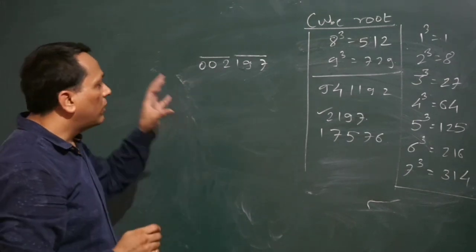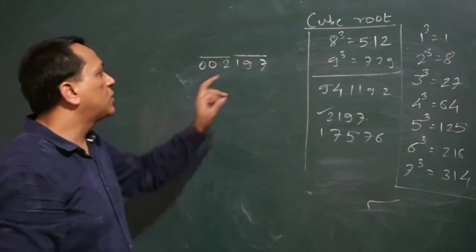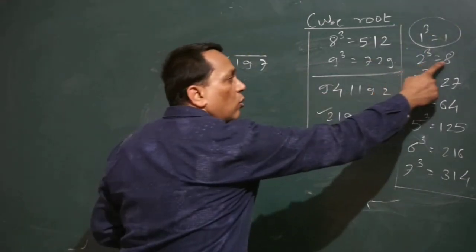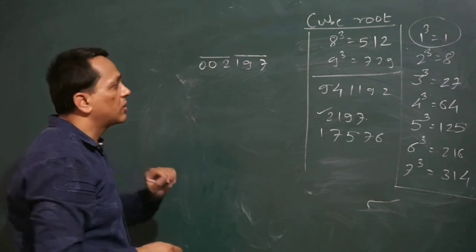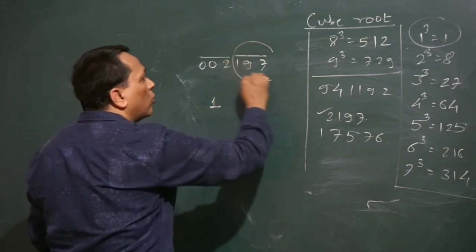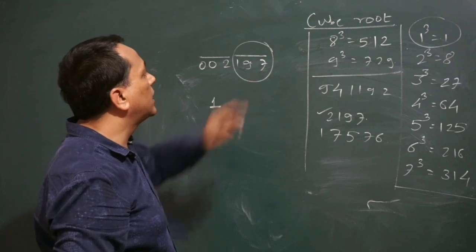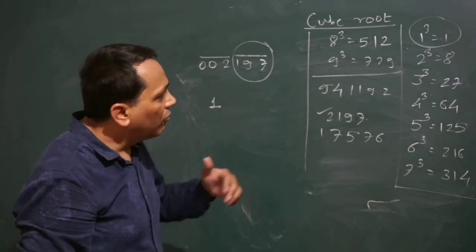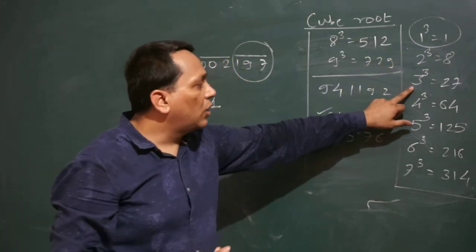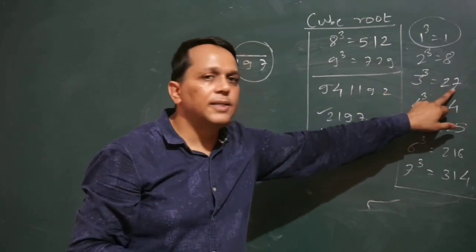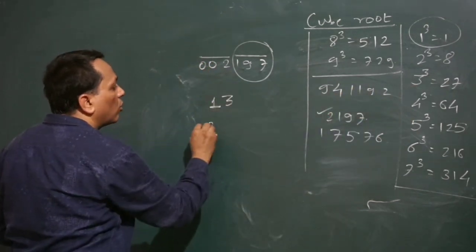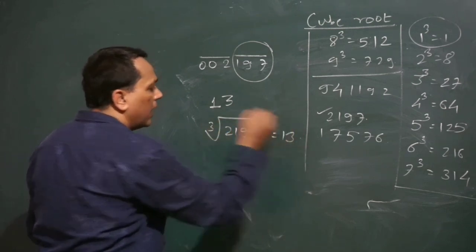So here is a group of 3 again. Now what we do is, we see whether there is a number whose cube is 2 or less than 2. So only 1 cube is less than 2. 2 cube is 8, it is greater than this group 2. Therefore our tens digit is going to be 1. Now for this group, it has 7 at the units place, and we have to see in which cube there is 7 at the units place. There is 7 at the units place in only 3 cube. So 3 cube is 27, 7 is at the units place. So our unit digit is going to be 3. And hence the cube root of 2197 is going to be 13.